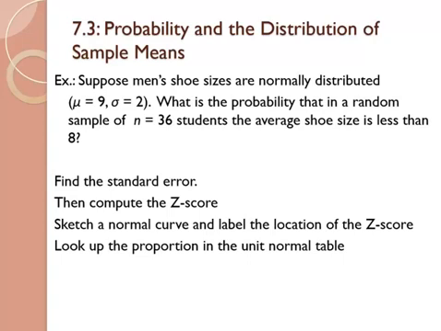And then what you want to do is find the proportion, right? Find the proportion in this unit normal table for the average of 36 men with an average shoe size of less than 8. So give it a shot, pause the video, and when you come back, I'll show you how to do it.